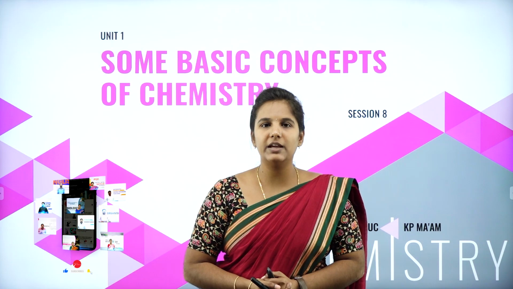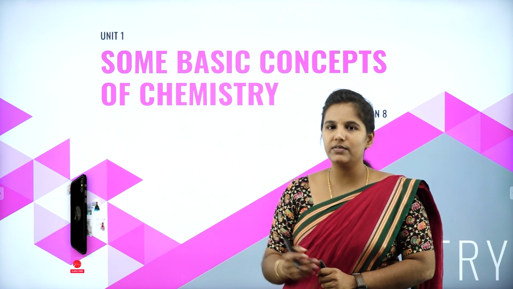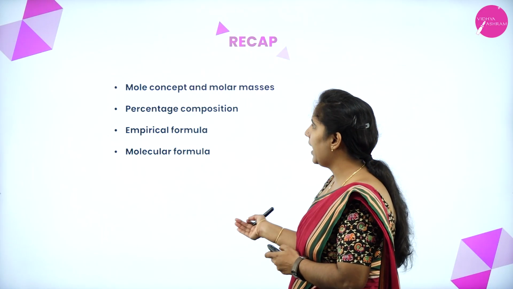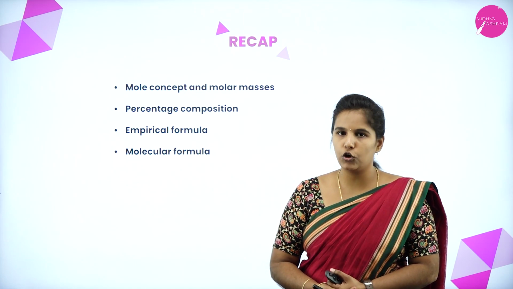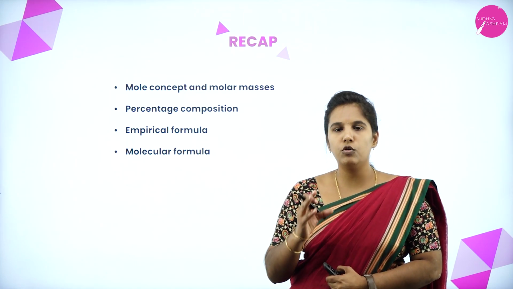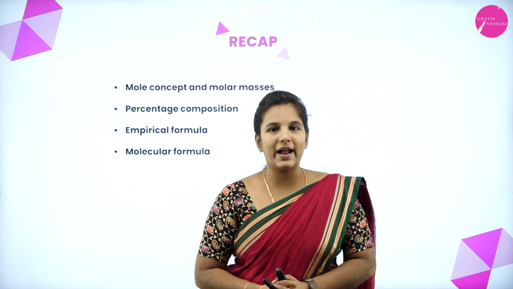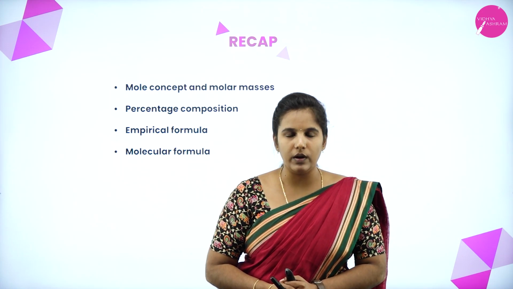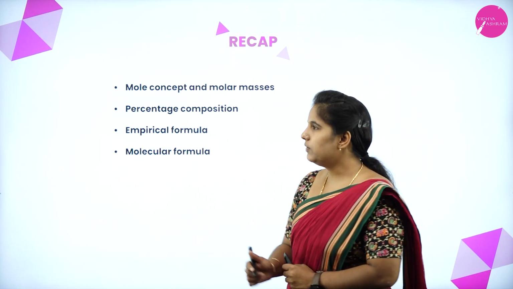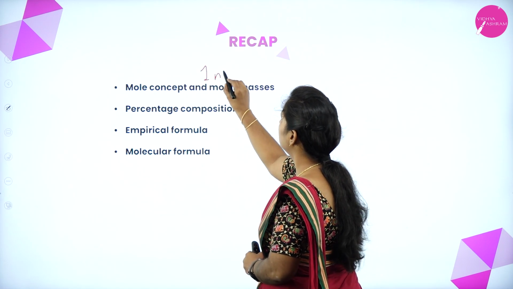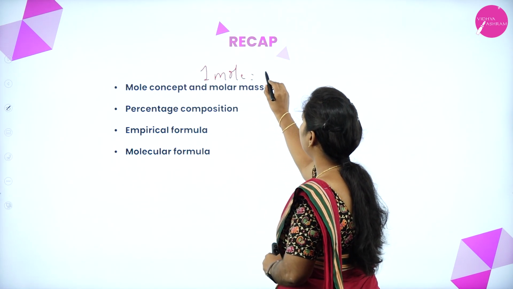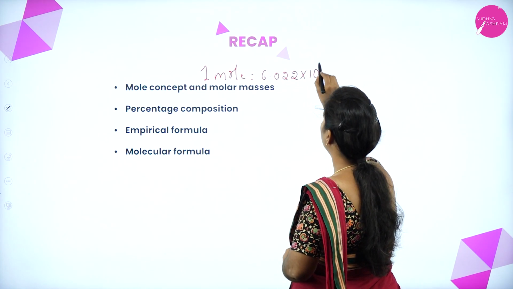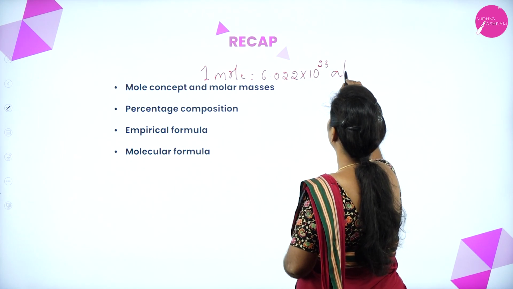My dear students, in our last discussion, we were discussing the unit called Some Basic Concepts of Chemistry. Under that, we have discussed the mole concept, and we have understood that mole is a new word used to identify the number of entities found in a compound. And we have found that 1 mole is equal to 6.022 into 10 to the power of 23 atoms per mole.